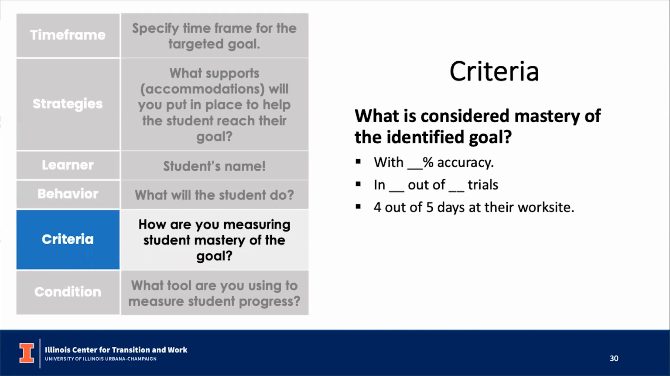So the criteria is, how are you measuring the student mastery? When will we know that they did it, right? How will we know when we're reporting out on a quarterly basis, how close they are to getting towards that annual goal? So we're talking about a certain percentage of accuracy. Are we talking about a certain number of trials? Or are we talking about, like you said, with Lissette, Mariah's example, 4 to 5 days at their work site? What are we striving towards? What's the criteria of saying, yep, they got it, they're good, we can work on developing a different goal or building off of this goal for next year?